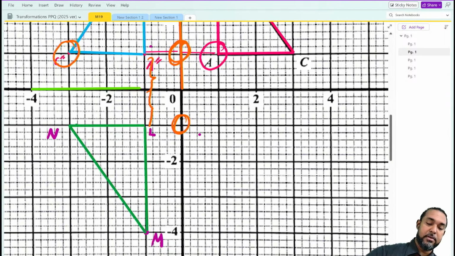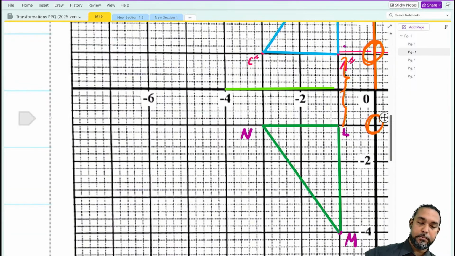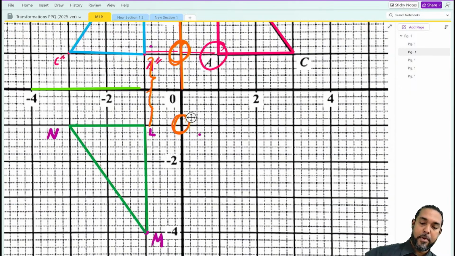What about C and N? When you went from this point here, down here, you're partially the same point on the x. So the x-coordinate didn't change. But you also went from here on the y to here on the y. So the y-coordinate did change. It changed signs. Right?